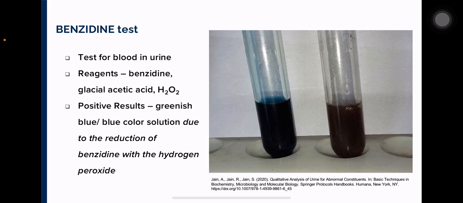And lastly, we have the benzidine test. So this test detects blood in the urine, such as hematuria or hemoglobinuria. Reagents, you have benzidine, glacial acetic acid, as well as hydrogen peroxide. So positive result, blue or blue-green color. So this happens due to oxidation of benzidine by hydrogen peroxide in the presence of heme.